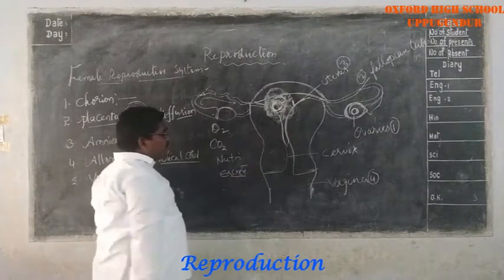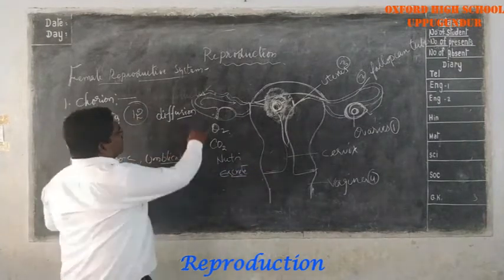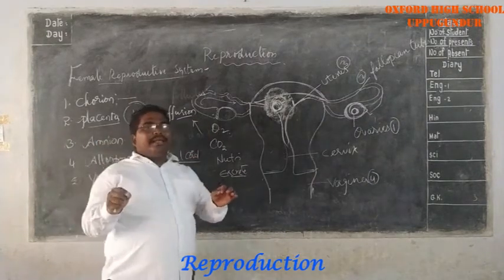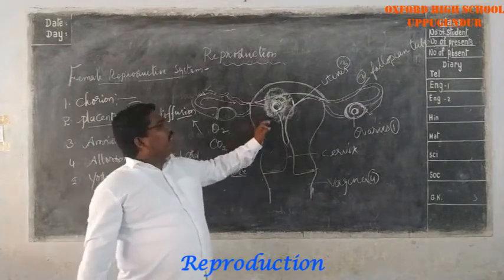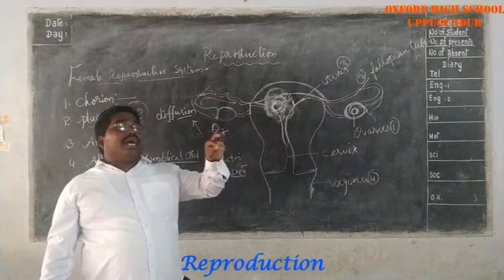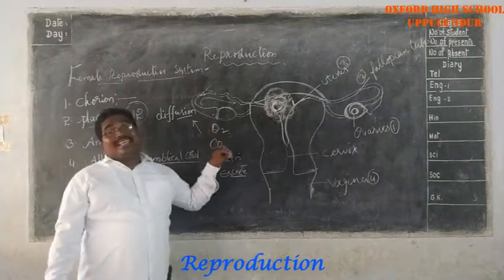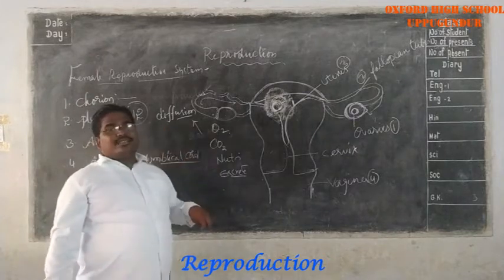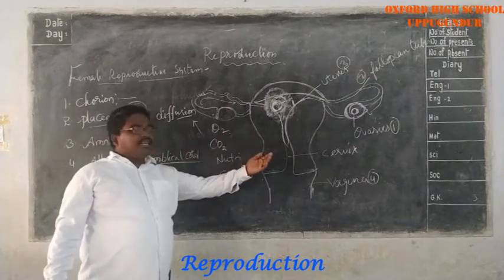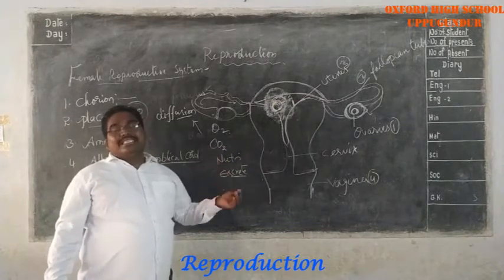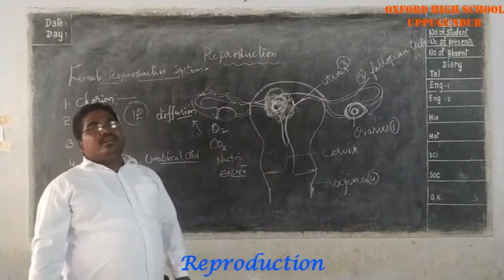These all must take place. How do these take place? By the process of diffusion. We understand that a thin membrane separates the mother's and baby's systems, and it mainly allows the exchange of substances, gases, or materials by the diffusion process. That is, exchanging of oxygen, exchanging of carbon dioxide, nutrients, and excretion of waste materials.